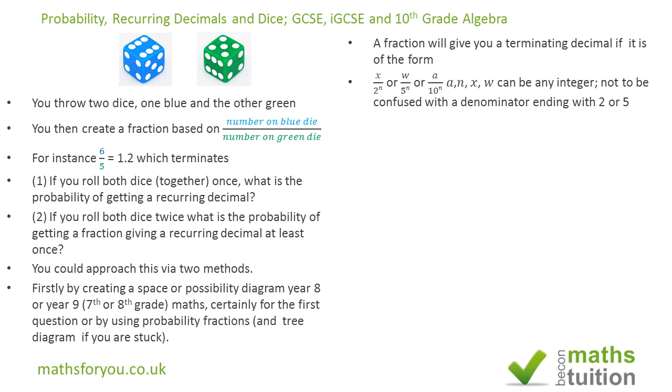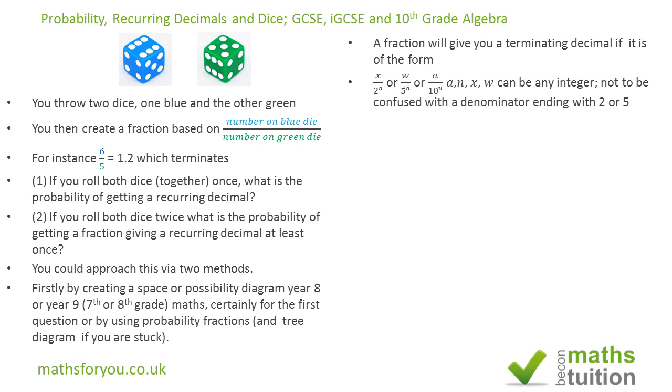For instance, if you have 12 as your denominator, there's no guarantee that you get a terminating decimal. Similarly, if you have a denominator that ends in, say, 5, say 15, for instance, there's no guarantee that you're going to get a terminating decimal. Same for, say, 30, for instance. Okay, so it must be 2 to the power n, 5 to the power n, or 10 to the power n.